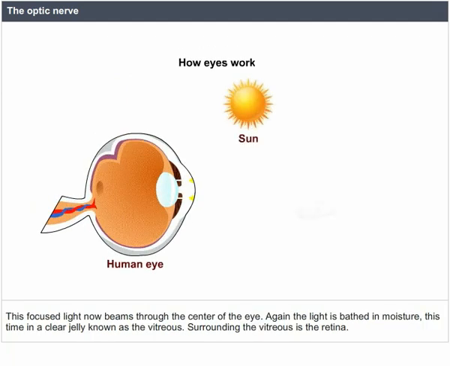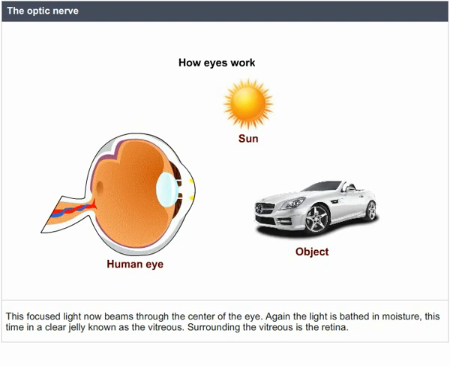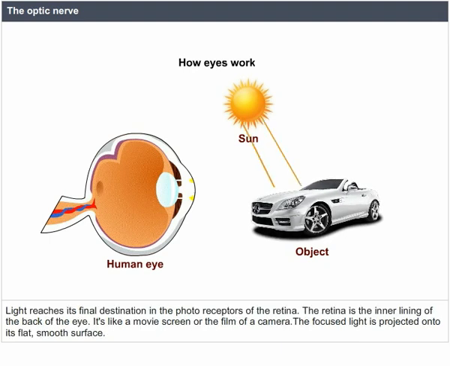Again, the light is bathed in moisture, this time in a clear jelly known as vitreous. Surrounding the vitreous is the retina. Light reaches its final destination in the photoreceptors of the retina. The retina is the inner lining of the back of the eye. It's like a movie screen or the film of a camera. The focused light is projected onto its flat, smooth surface.